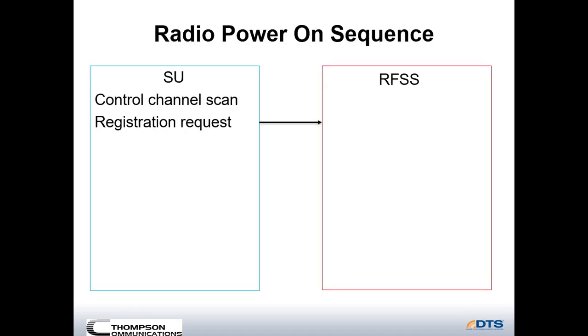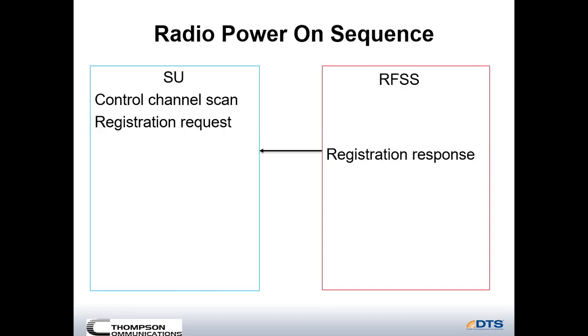This series of slides shows the power on sequence for a radio out in the field. SU means subscriber unit. When the radio is first turned on, it starts scanning for a control channel, and once it finds it, sends a registration request back to the system. The system will validate the serial number and verify it's not a stolen radio, and then send a response.